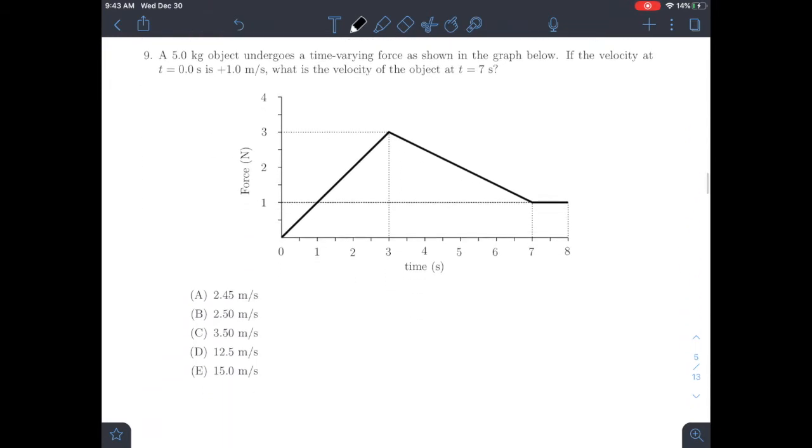Okay, question number 9. A 5 kilogram object undergoes a time varying force as in the graph below. If the velocity at t equal to 0 is plus 1 meters per second, what is the velocity of the object at t equal to 7 seconds?